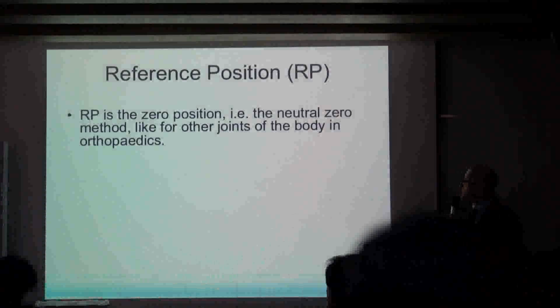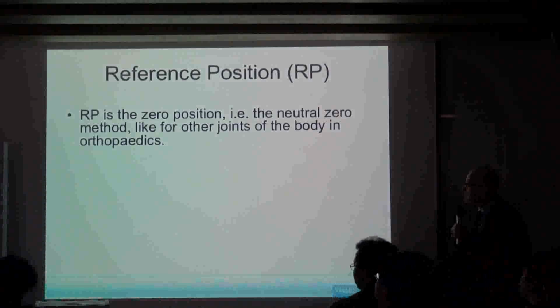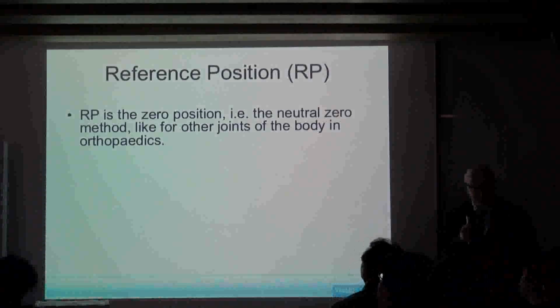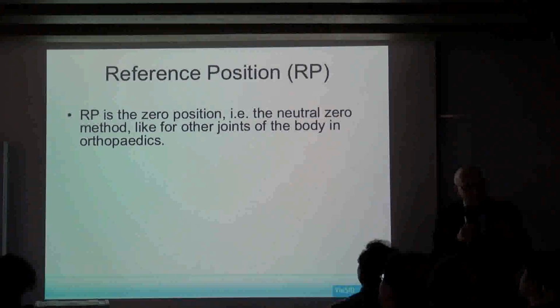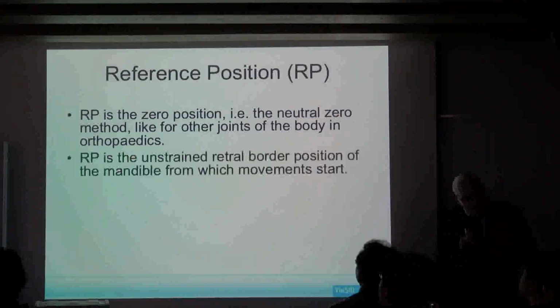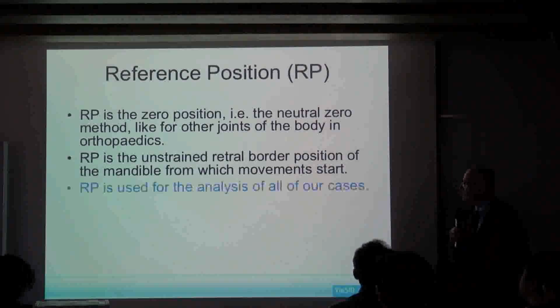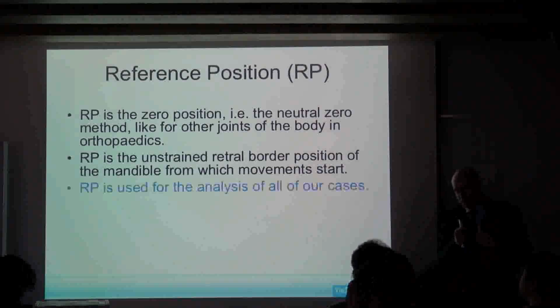This zero position, neutral zero method, is from orthopedics, like for other joints in the body. Unloaded. We want unloaded joint structures. RP is unstrained retral border position from where all movements start. Every patient is moving from a zero position. RP, from my opinion, must be used for the analysis of all the cases.